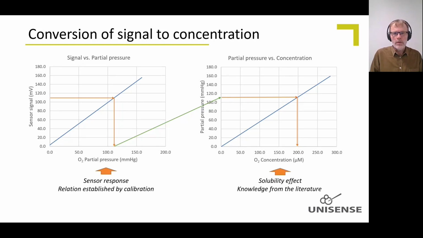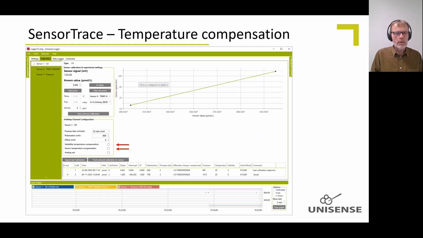Sensor response and solubility effect, and both of these are affected by temperature, as I mentioned, and differently. You can, in the software, decide if you want to use this or not. There's a solubility temperature compensation here and a sensor temperature compensation here. You can choose one or the other. If you use the sensor temperature compensation, or if you're working in gas samples, for example, you will not want to do a correction for the solubility. You just want to do a correction for the temperature response of the sensor itself.